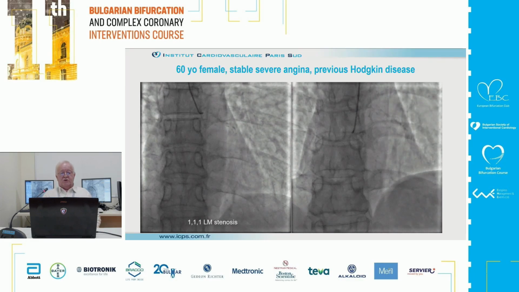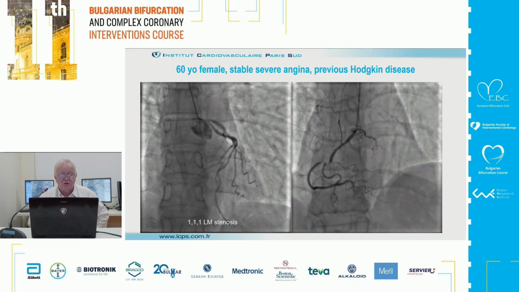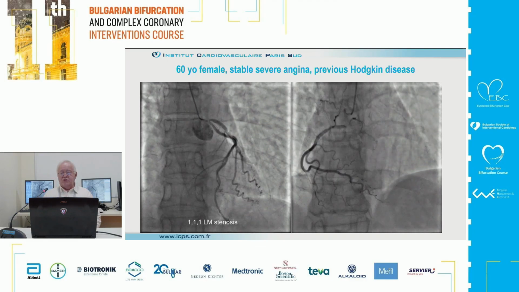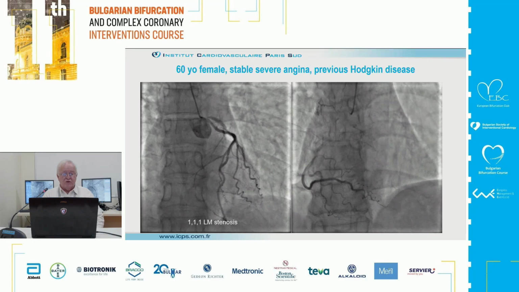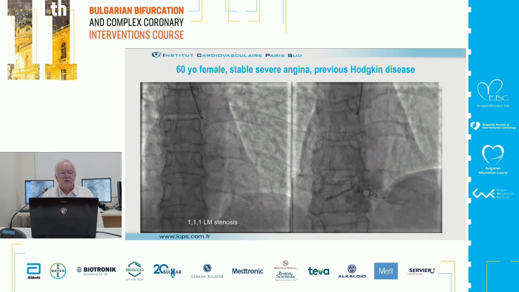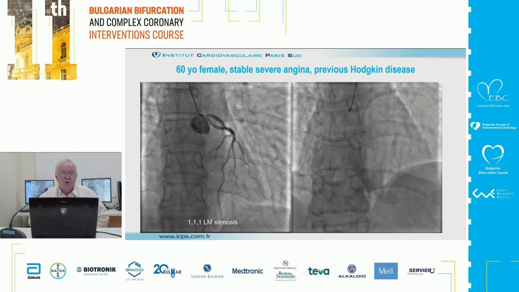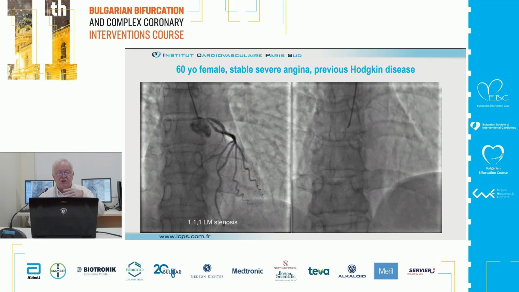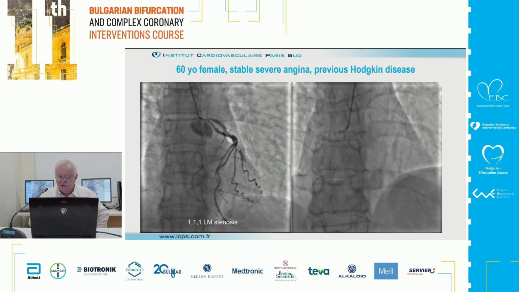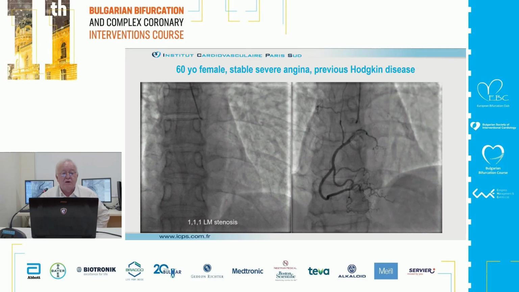This lady is a colleague, a friend of mine, who was my corresponding cardiologist. She had previous Hodgkin disease, which is known to create very strong stenosis on the coronaries. She has another one on the right. And she arrived after a pain. She was climbing in Indonesia, and she arrived with a very positive stress test.